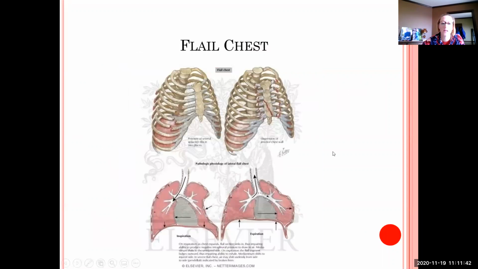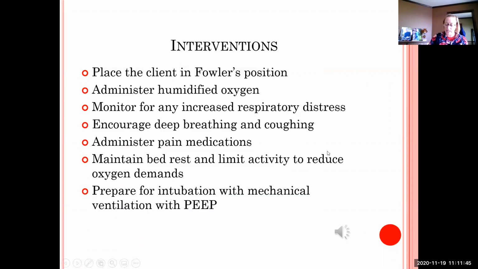And again, so interventions: we're going to place the patient in Fowler's position, administer humidified oxygen, monitor for increased respiratory distress, and encourage deep breathing and coughing, because it's going to hurt and be hard, but we don't want to worsen things by atelectasis developing. Administering pain meds, maintaining bed rest, limiting activity to reduce their oxygen demands. And they could potentially wind up intubated and need mechanical ventilation with PEEP to help keep the alveoli open.